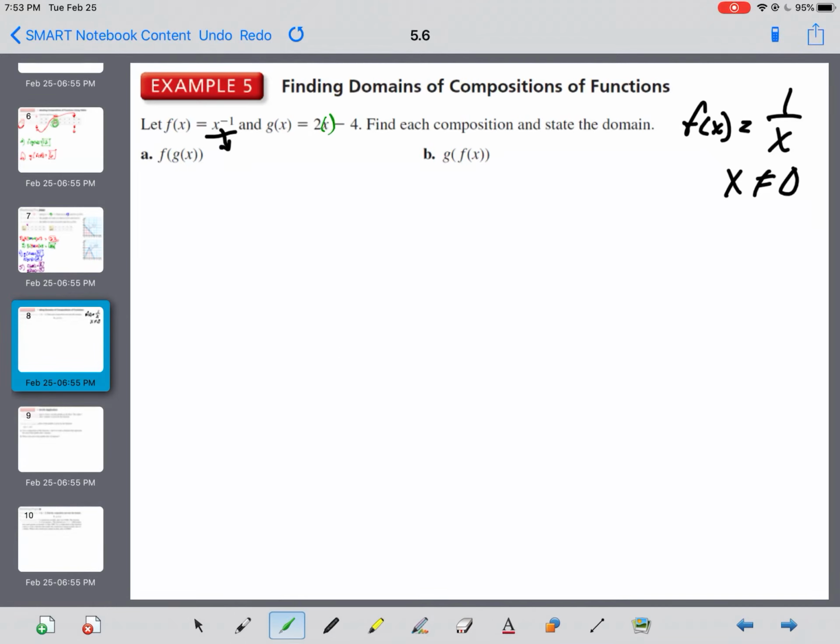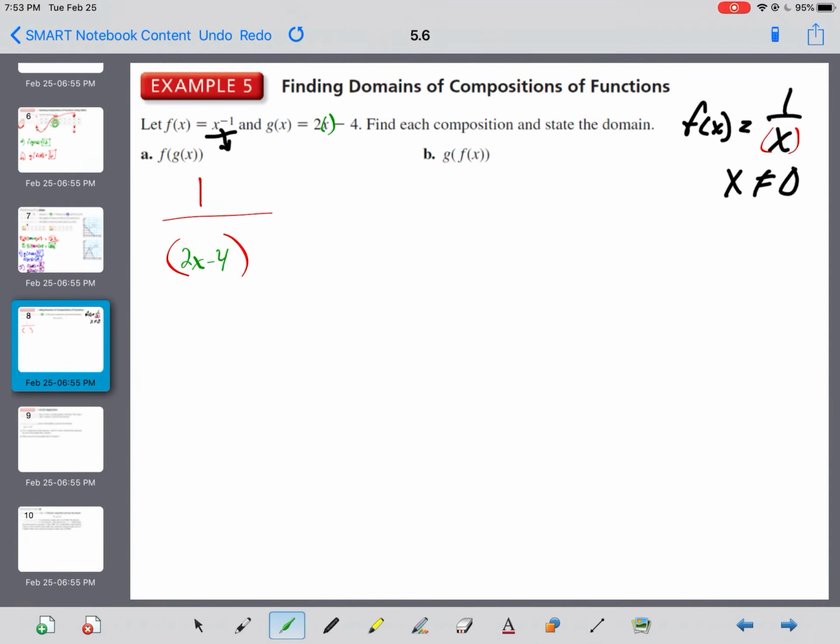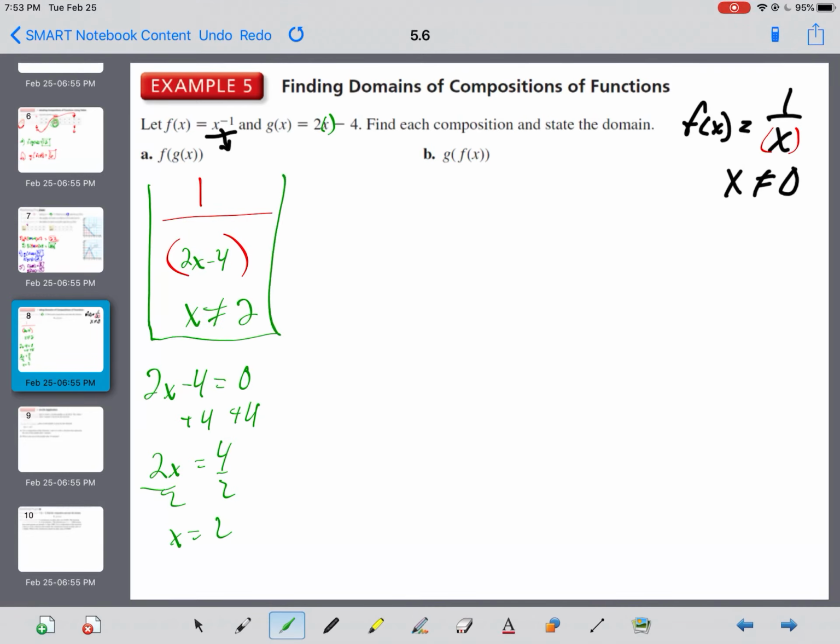Okay, there's my G, and there's F. So we got 1 over something, and what we're plugging in is 2x minus 4. So really, we can't have this bottom equal 0. So what would make 2x minus 4 equals 0? When we add 4, 2x equals 4, divide by 2, x equals 2. In this instance, x cannot equal 2. This is my composition. It's as simple as possible, and x can't equal 2 because it would make a 0 in the bottom, and that's undefined, and that's no good.